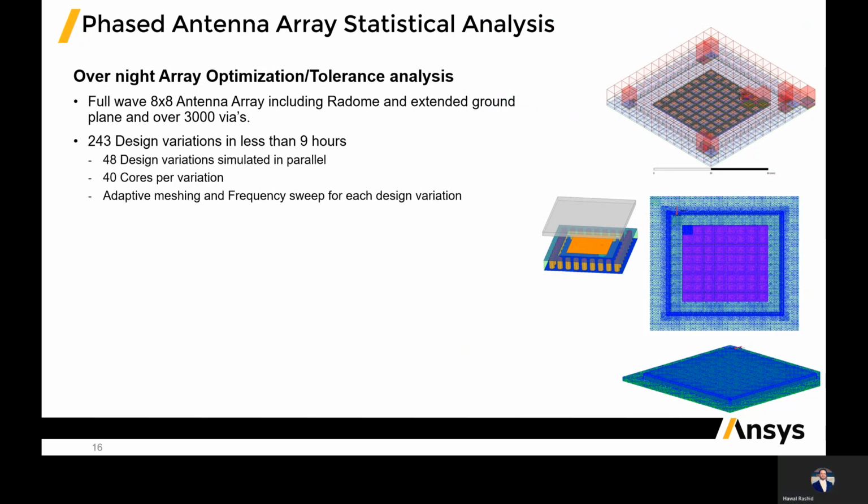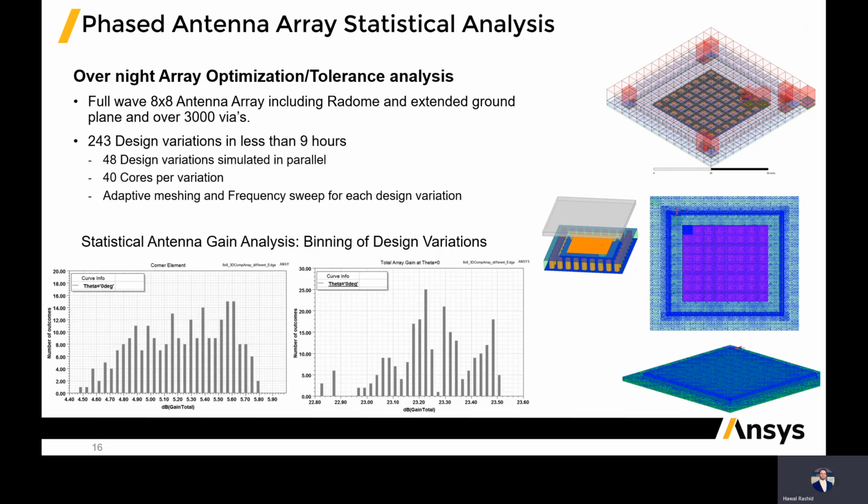So we perform here an overnight statistical tolerance analysis. So we have again this 8x8 array, including the radome, including extended ground, as I have been showing you. This one includes over 3,000 vias. So we were running 243 design variations in less than 9 hours. So what we did was that we had 48 design variations simulated in parallel. And for each variation, we had 40 cores. And bear in mind that for each simulation we did, we were carrying out adaptive meshing and frequency sweep. And this is full wave simulations.